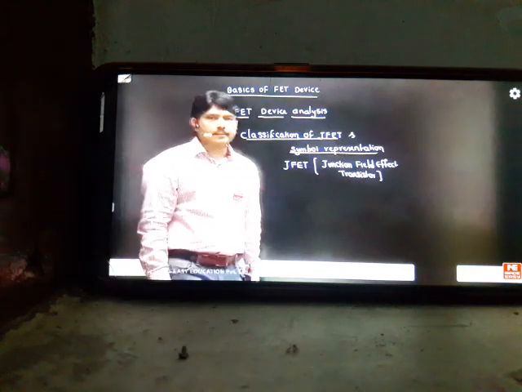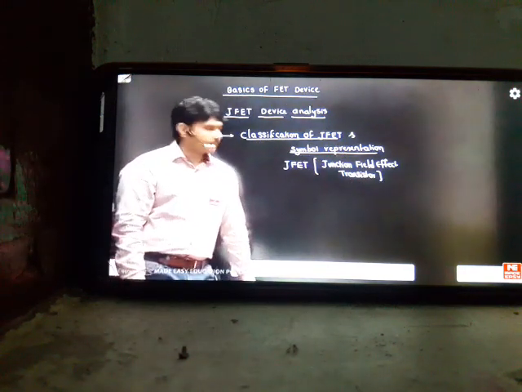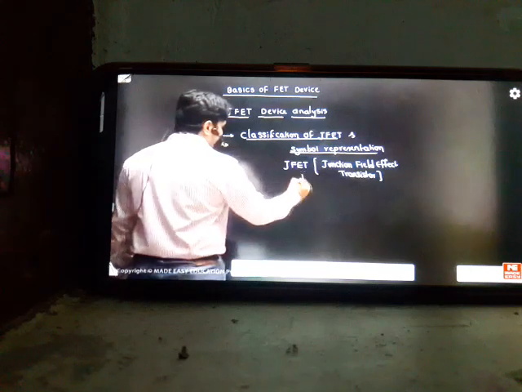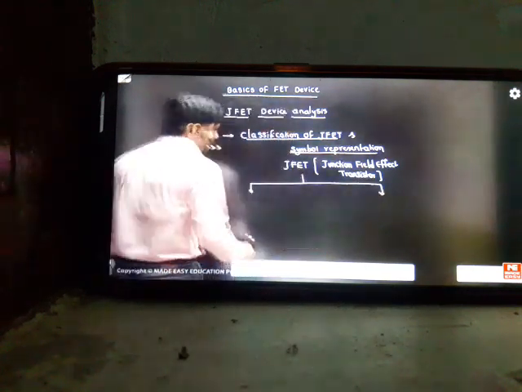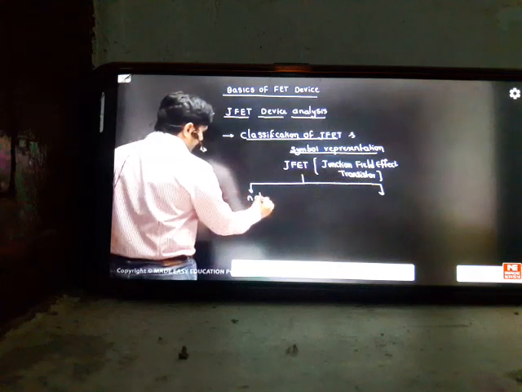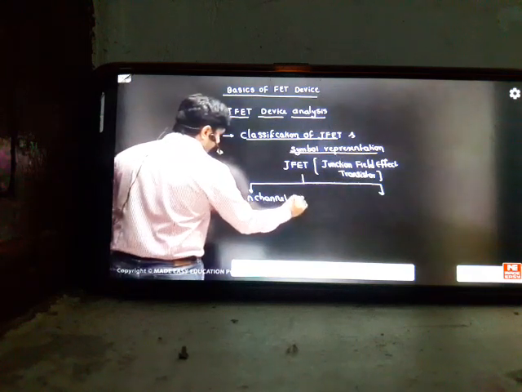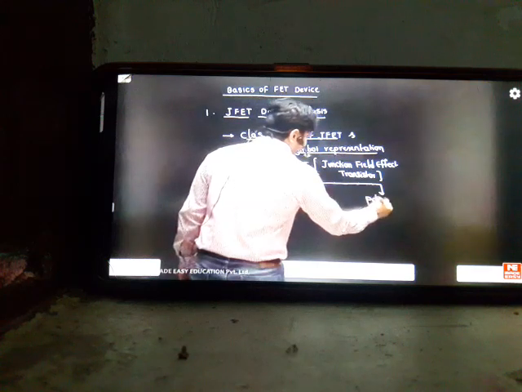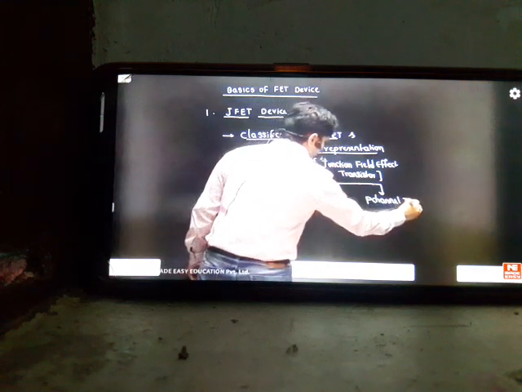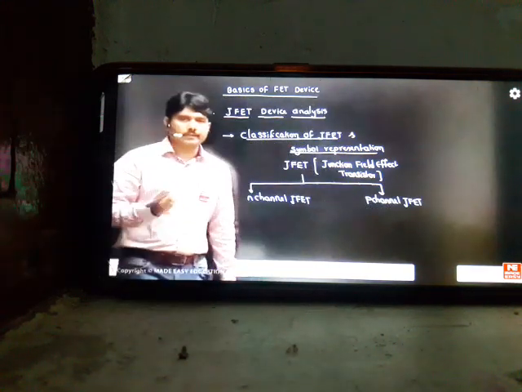The abbreviation of JFET, we call it junction field effect transistor. How is it classified? There are two types of JFET transistors. You can classify it like this. The first transistor is the N-channel JFET. Another transistor is the P-channel JFET. So one is called N-channel JFET, one is called P-channel JFET.